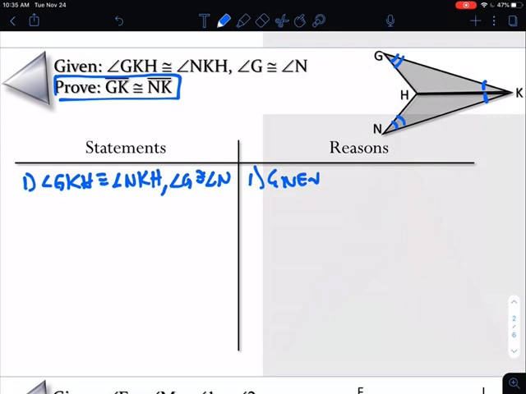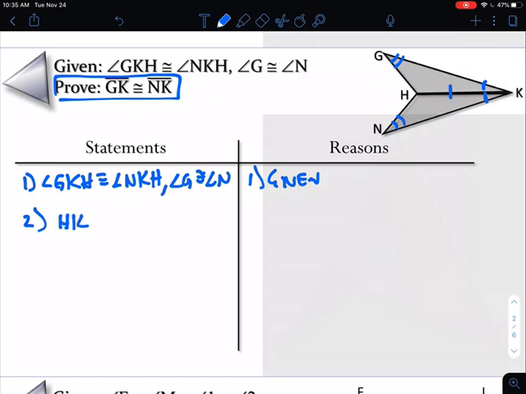Now notice what, again, I'm trying to prove. I'm trying to prove line GK is congruent to line NK. I'm trying to prove two parts of the triangle are congruent. I can't do that until I know the triangles are congruent. So as I'm looking here, they already gave me two angles. So if I can find one side, I know the triangles are going to be congruent. So my next step is to find a side, which we can find pretty easily right here in the middle where we have that shared side.